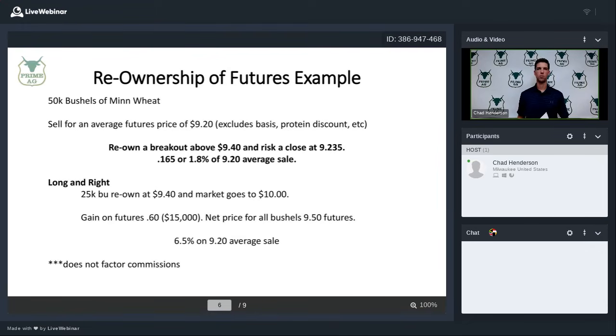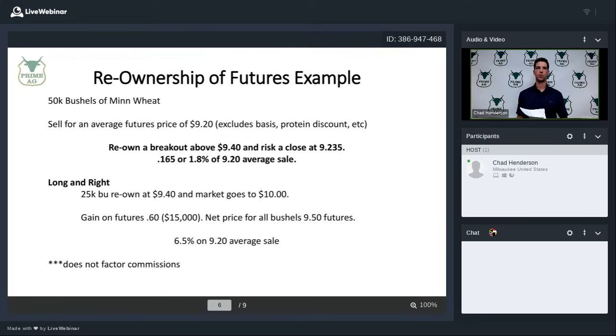That 16.5 cents represents about a 1.8% risk of your 9.20 average sale. If we get a 60-cent return, you're looking at about a 6.5% return on your average 9.20 sale. So almost a 4-to-1 risk to reward ratio in that scenario, which we find to be pretty good.